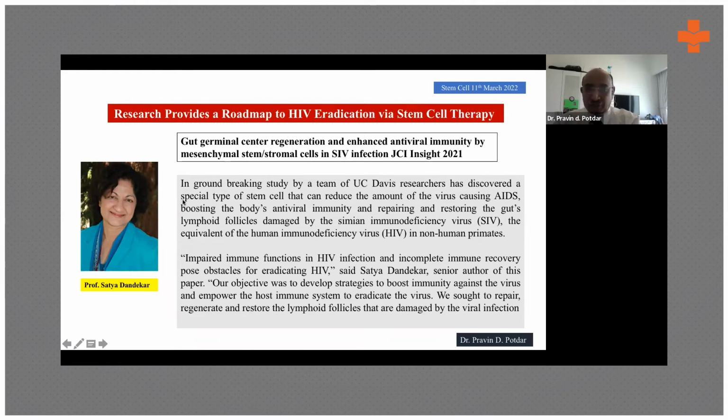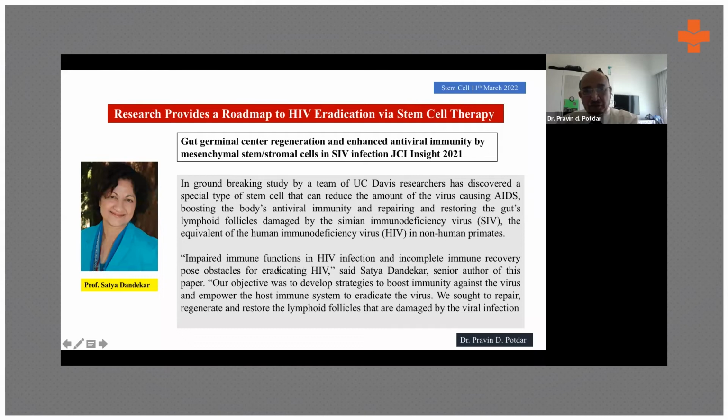I will just read it so that you will definitely get it. The groundbreaking study by a team of UC Davis researchers has discovered a special type of stem cell that can reduce the amount of virus causing AIDS, boosting the body's antiviral immunity, and repairing and restoring the gut's lymphoid follicles damaged by the SIV virus and HIV virus. I'd say it works on almost the same mechanism, SIV being the equivalent of the human HIV virus in non-human primates. She has worked on this not in humans, but she got the observation from humans, and she has worked on non-human primates.